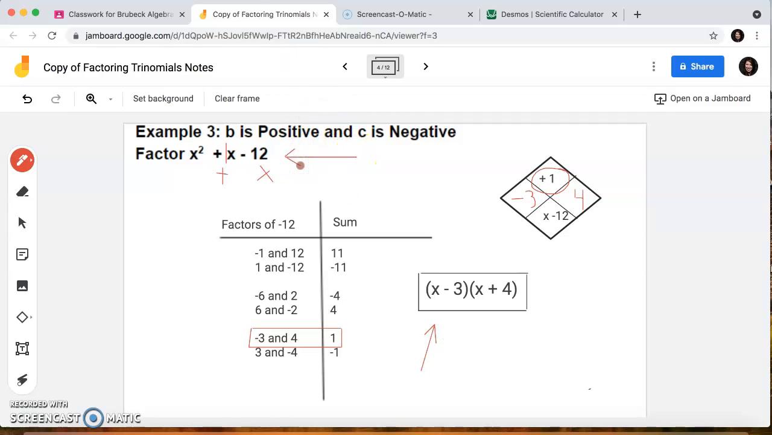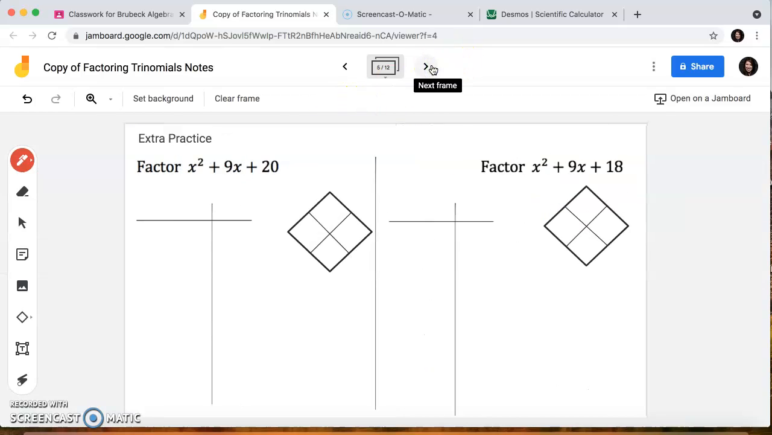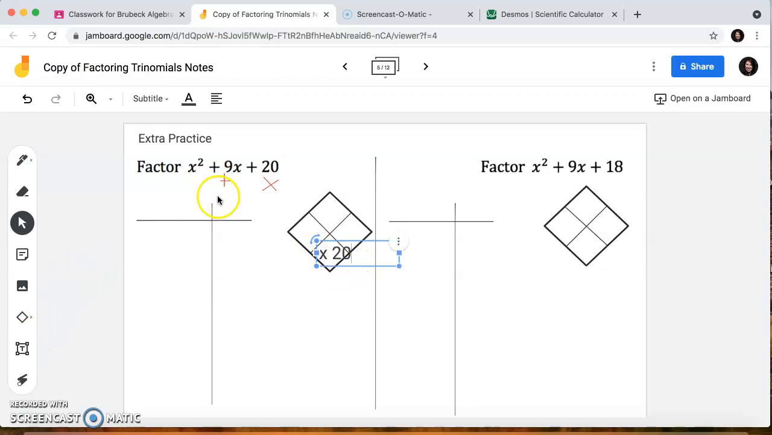Okay. We're going to go ahead and move on to slide 5. So on slide 5, we're doing the same thing. This would be a good time for you to pause the video and try these problems on your own, and then watch the video once you've done them. But we'll give these a shot. So you're looking for two numbers that multiply to get you a +20 and add to get you a 9. So we need to find numbers that multiply to get us a +20 and add to get us 9.